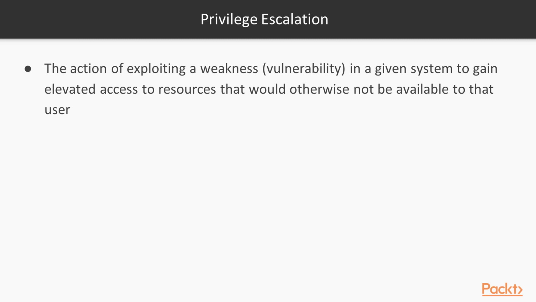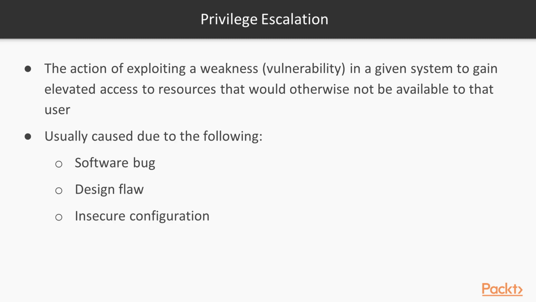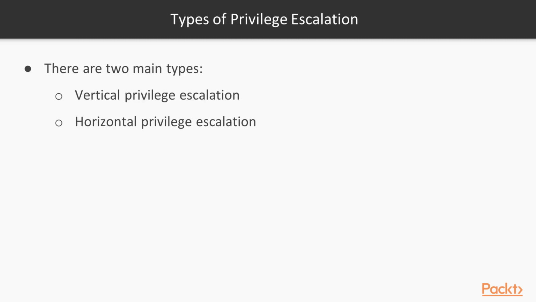So the same thing happens with privilege escalation. You find a problem within a system, or rather a weakness, and attempt to exploit that weakness to get the system to do your bidding. This may be caused by a number of things, the most common ones being a software bug, a design flaw, or insecure configuration. So that leads us to what types of privilege escalation there are based on this. So there are mainly two. The first one is a vertical privilege escalation, and the second is a horizontal one.